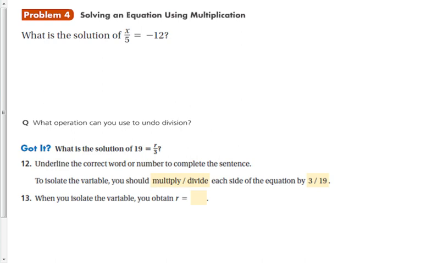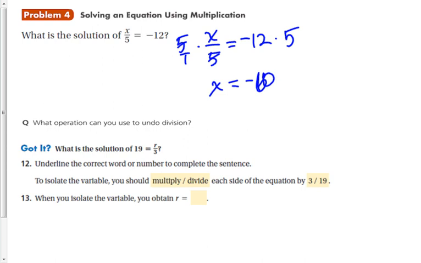Okay, another way we can solve these is by multiplying sometimes, and we know we want to multiply because we have a division problem here. A lot of times you want to use the inverse operation to solve it. So since I'm dividing by 5, I'm going to multiply both sides by 5. And if we multiply 5 times x and then divide by 5, these 5's cancel and we get 1x. And then negative 12 times 5 is negative 60.